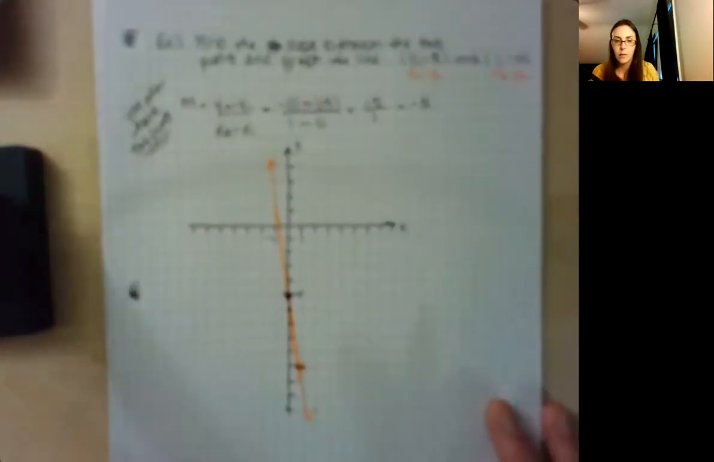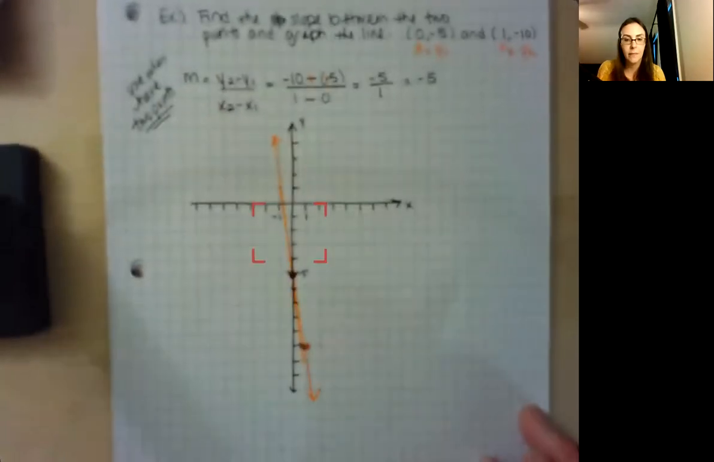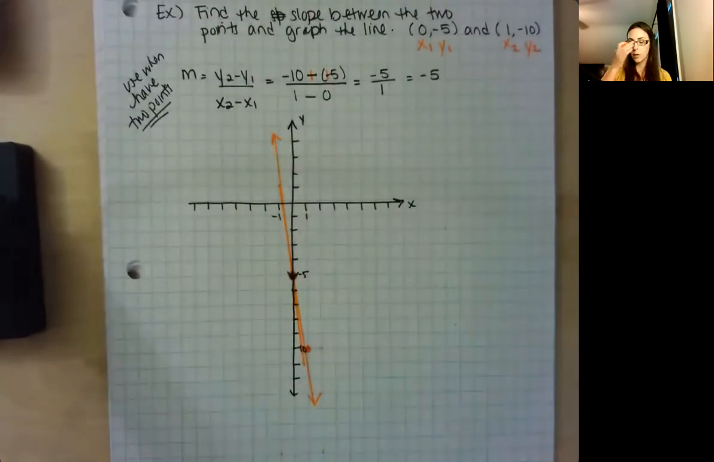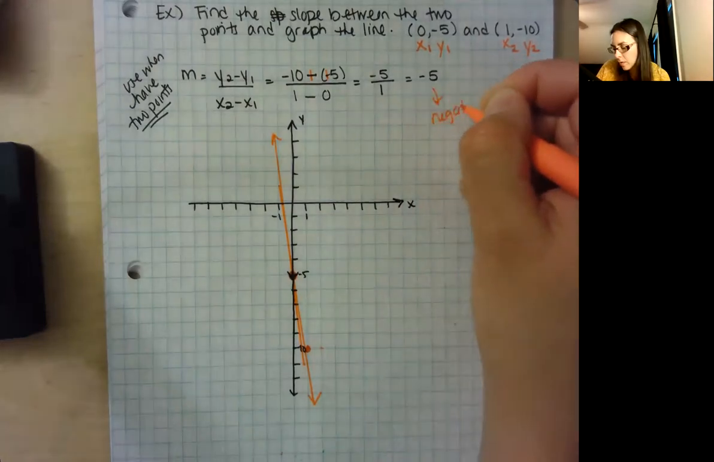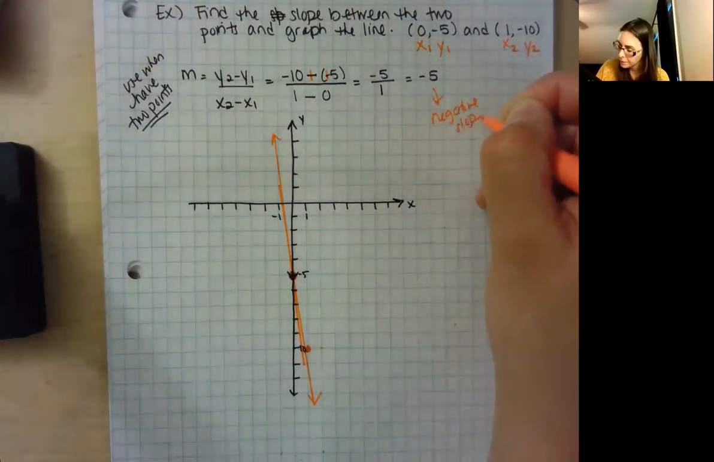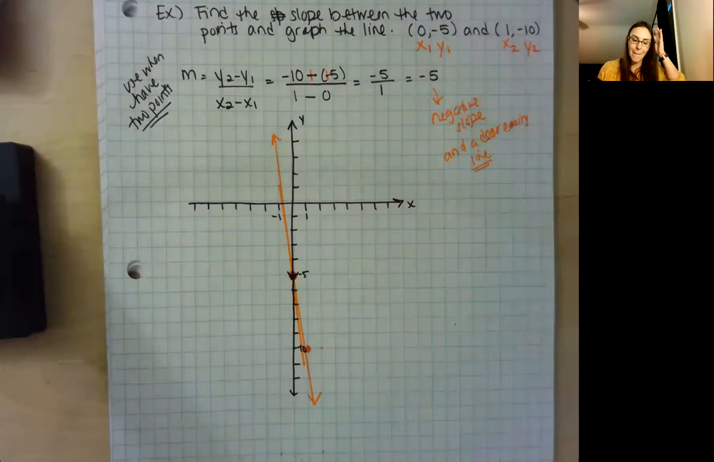All right. So I apologize. This one's a little bit messy, but you can get the idea. So what I want you to notice here is that I have a negative slope and a decreasing line, right? So we see that same pattern.